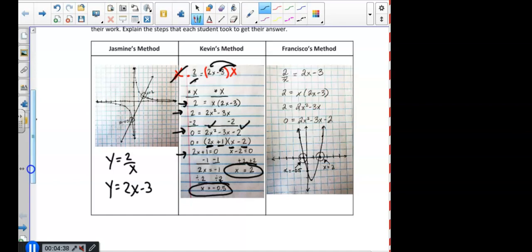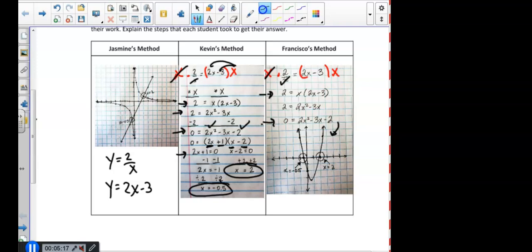Let's take a look at Francisco's method. It looks like Francisco started off the same way as Kevin. Francisco multiplied both sides of the equation by x. The x's will cancel, so at that point he was left with 2 equals x times the quantity 2x minus 3. So Francisco brought everything to one side of the equation, so he had a quadratic equation, 2x squared minus 3x minus 2. This is where Francisco differs from Kevin. At this point, Francisco chose to graph the parabola and find the solutions instead of solve algebraically.